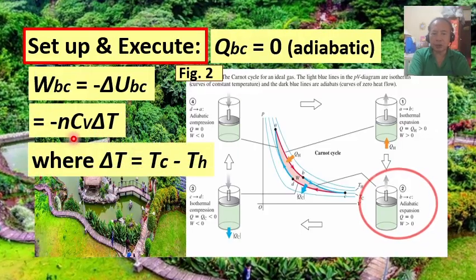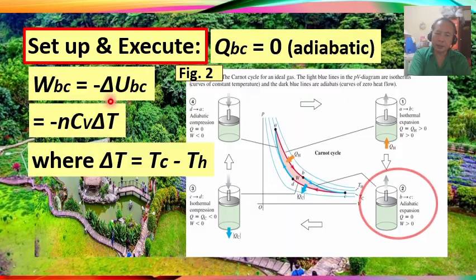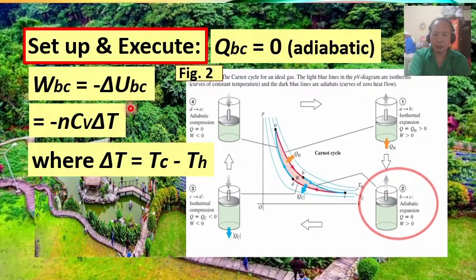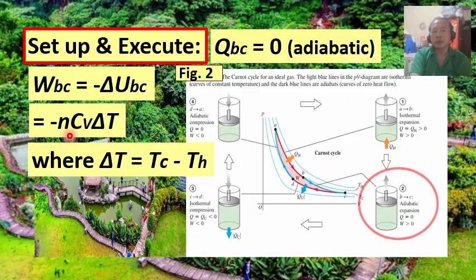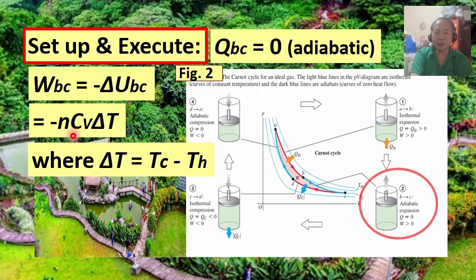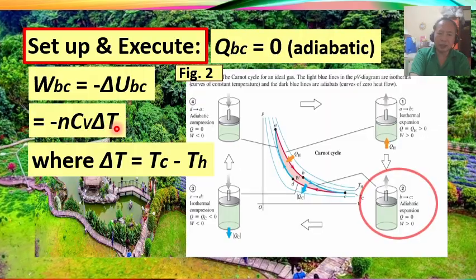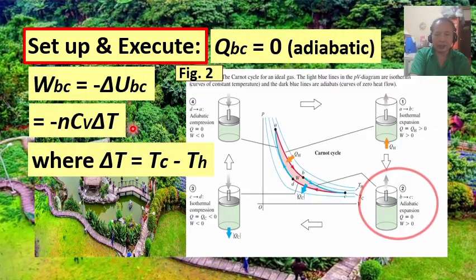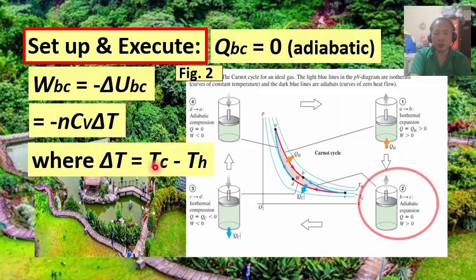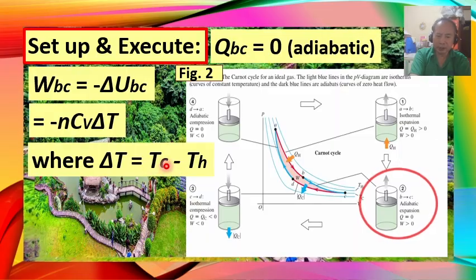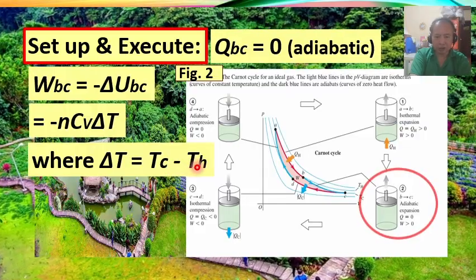And using our formula for determining delta U along the path BC, we express that as negative small n, or the number of moles, times the molar heat capacity at constant volume of the gas, and multiplied by the change in Kelvin temperature, delta T, where the delta T here, as usual, is the difference between the final temperature T sub C minus the initial temperature T sub H.